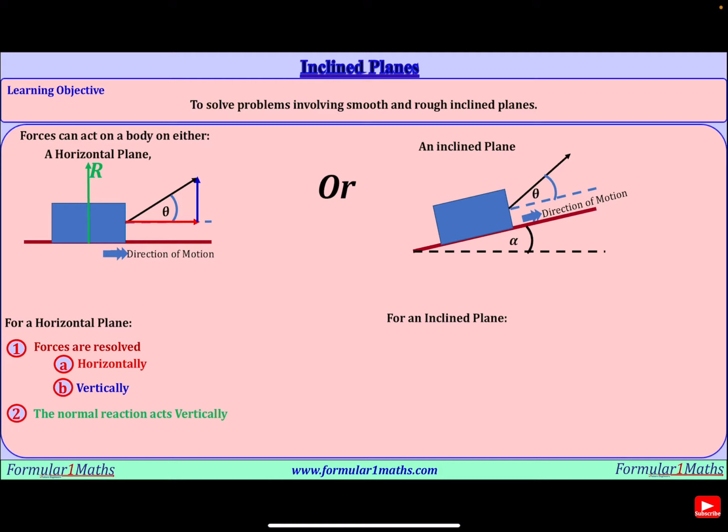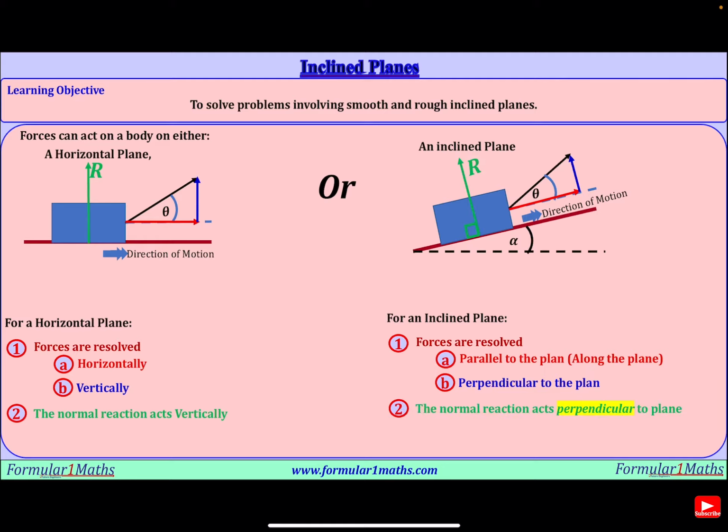For an inclined plane, the forces are resolved parallel to the plane or along the plane and perpendicular to the plane. The normal reaction acts perpendicular to the plane. So that's the difference between bodies that are on a horizontal plane and those that are on an inclined plane.